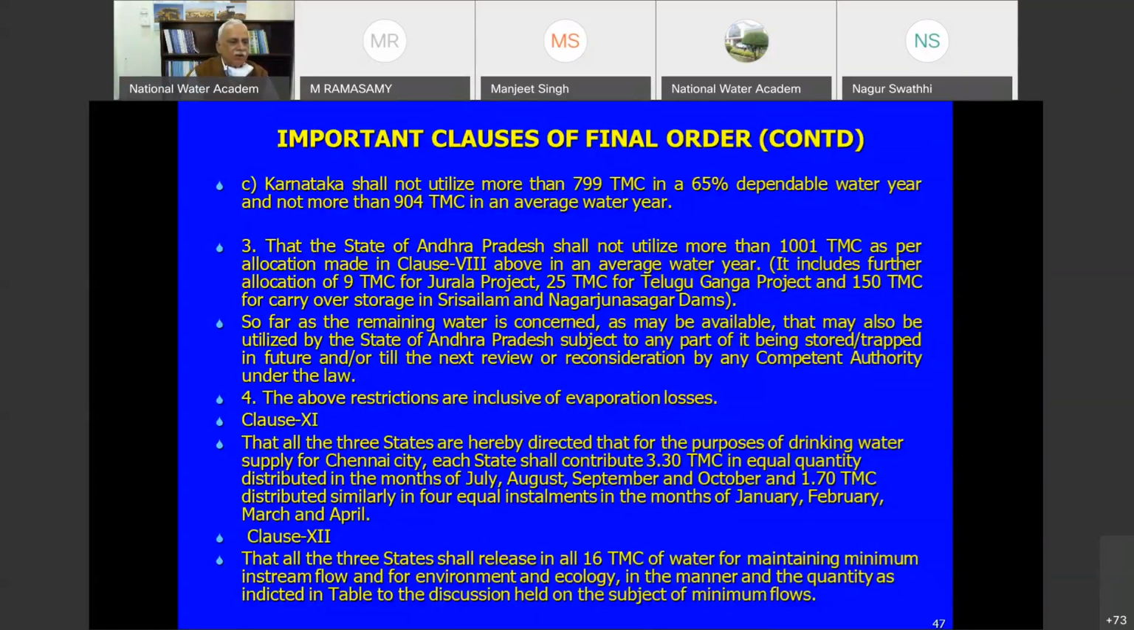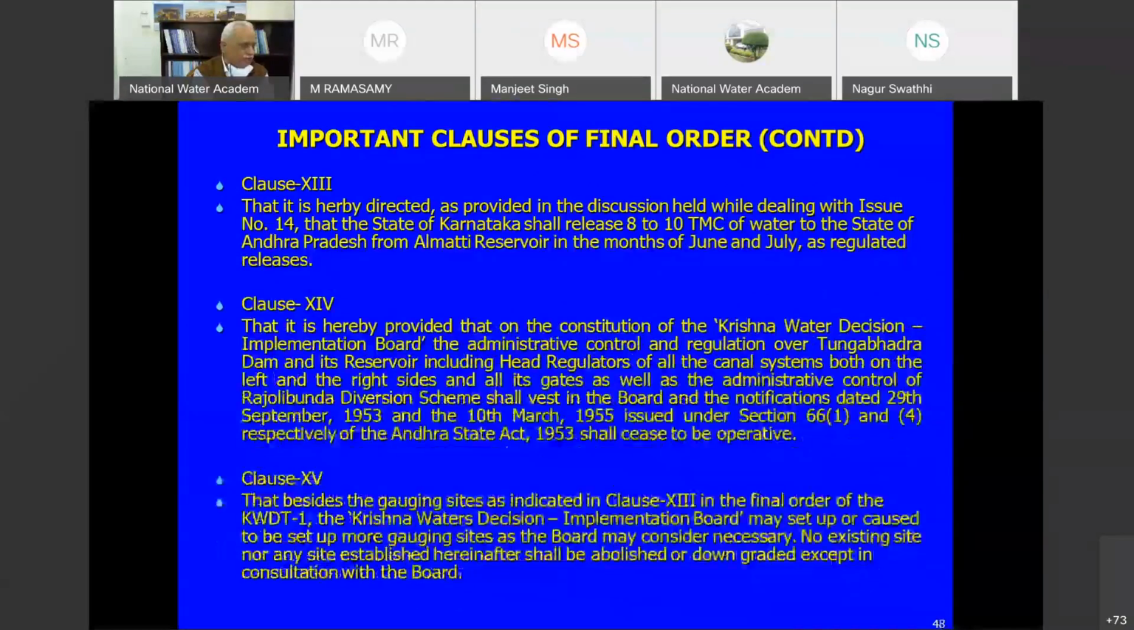Clause 11. That all the 3 states are hereby directed that for purposes of drinking water supply to Chennai city, each state shall contribute 3.3 TMC in equal quantity distributed in the months of July, August, September and October, and 1.70 TMC distributed similarly in 4 equal installments in the months of January, February, March and April. Clause 12. That all the 3 states shall release in all 16 TMC of water for maintaining minimum stream flow, environment and ecology in the manner and the quantity as indicated in the table to the discussion held on the subject of minimum flows.